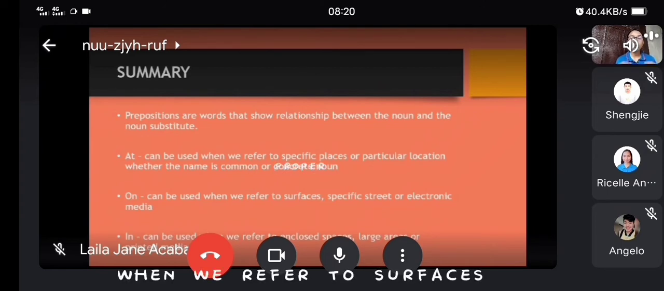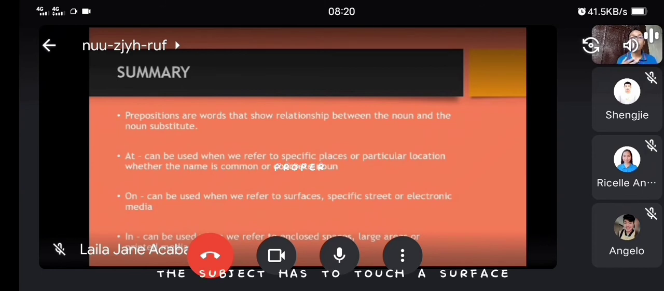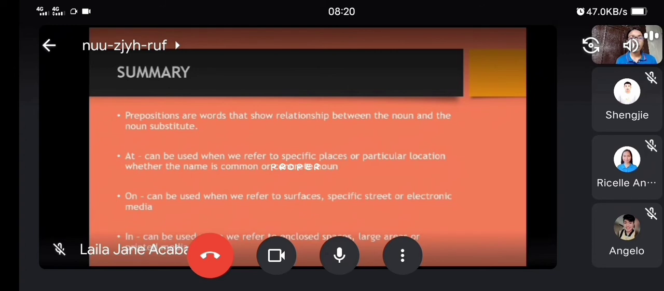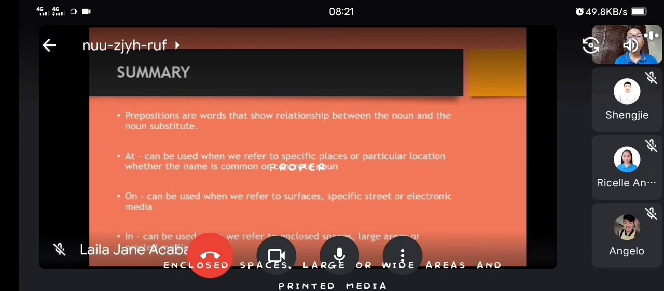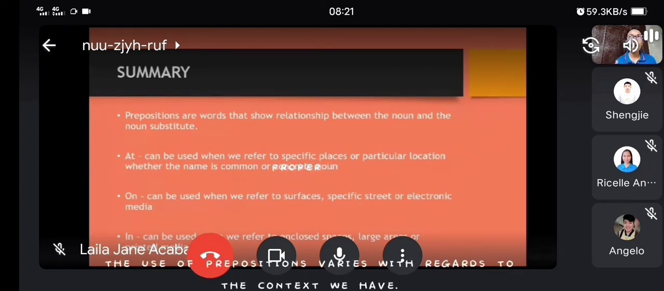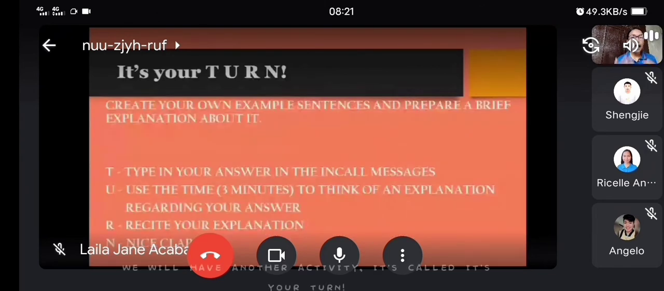When referred to surfaces, the subject has to have contact. When we refer to specific street, the name of the street will follow right after the preposition. And then when we use on to refer to electronic media, it can either go with or without an article in the middle. When we use in, it can be used to refer to enclosed spaces, large areas, or printed media. Just like what we've said earlier, the use of preposition varies with regards to the context we have.